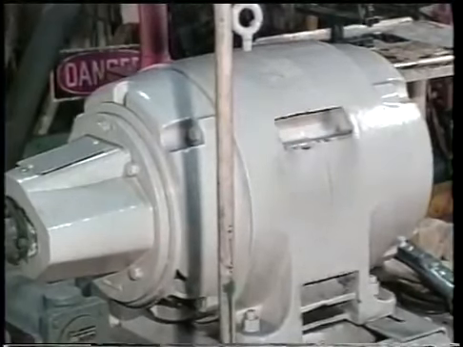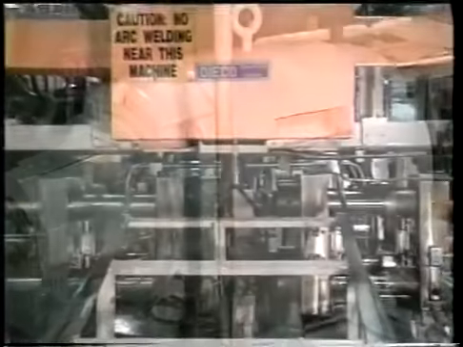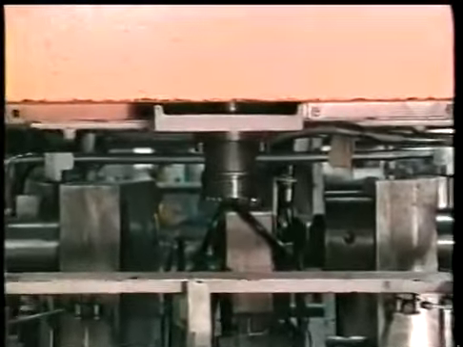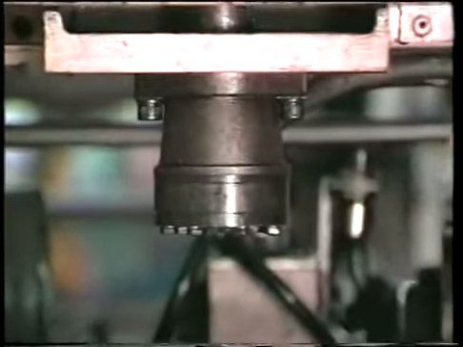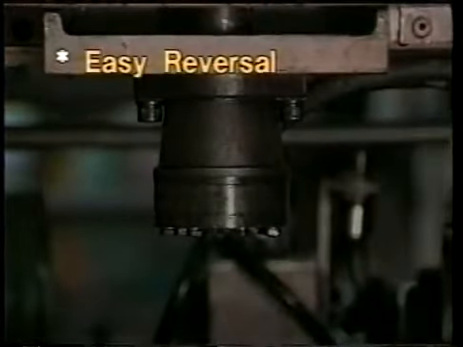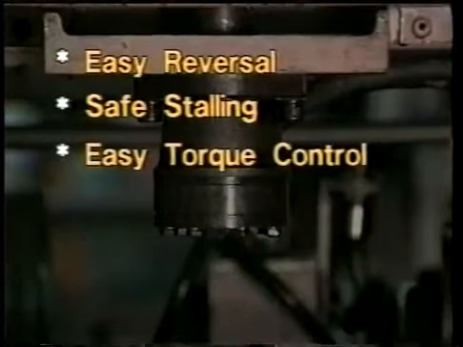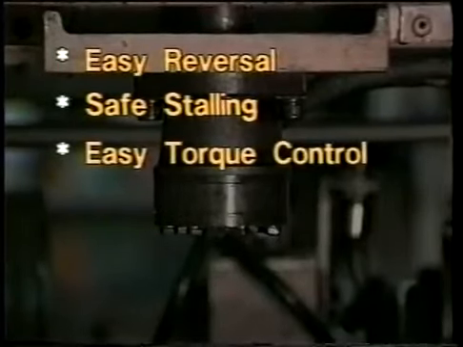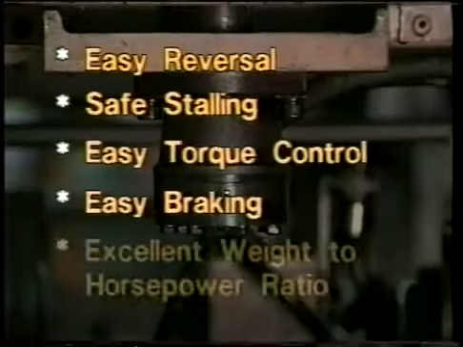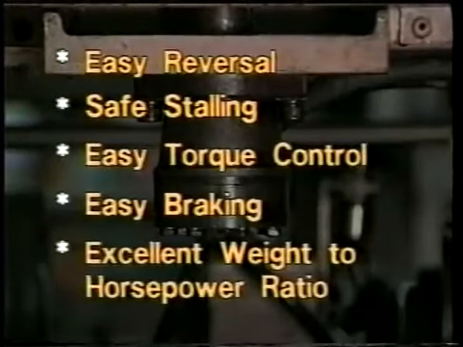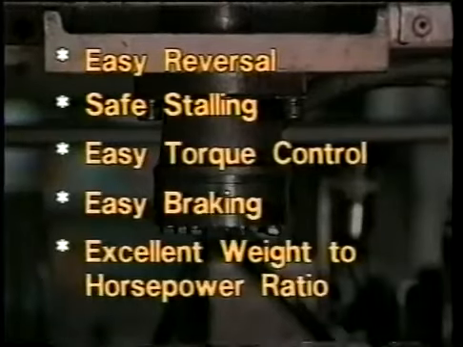In fact, in many applications, an electric motor could perform the same function. Despite this, hydraulic motors continue to be widely used because they have certain advantages. These include easy reversal of the direction in which the motor rotates, an ability to stall without damage for extended periods, easy torque control throughout the range of the motor's operating speed, easy dynamic braking, and a weight-to-horsepower ratio that greatly favors hydraulics. Typically, a 100-horsepower hydraulic motor will weigh about 50 pounds, while a 100-horsepower electric motor can weigh half a ton.